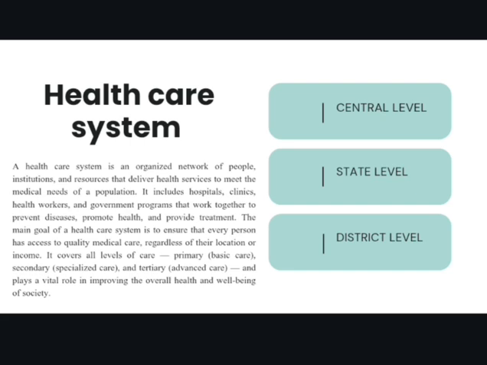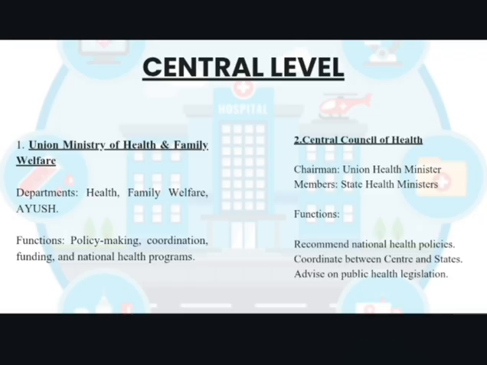There are three levels of the healthcare system in India. The first one is the central level, the second one is the state level, and the third one is the district level. On the other hand, there is also a local healthcare system. The first one is the central level. The central level is divided into three: the Union Ministry of Health and Family Welfare, the Central Council of Health, and the Central Family Welfare Council.